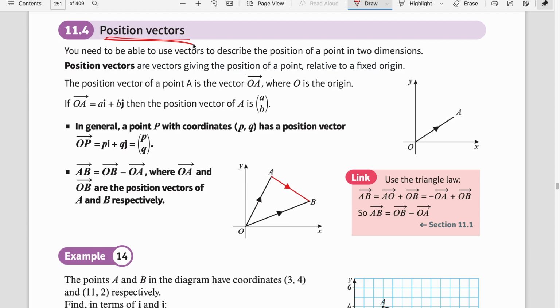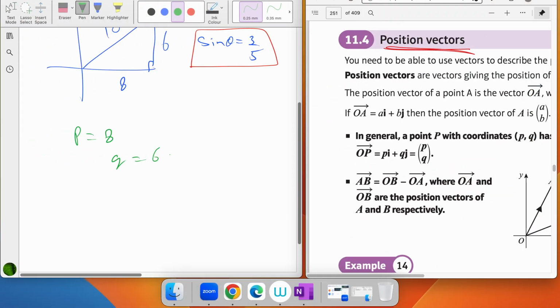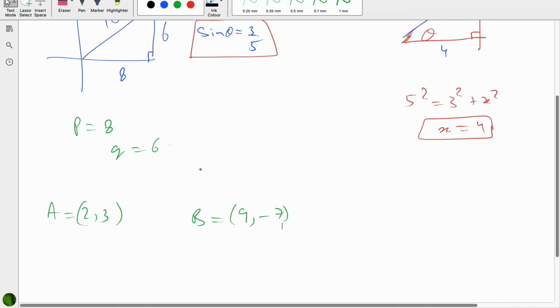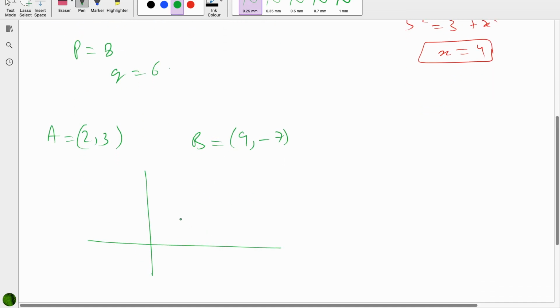Position vector is everything we've been doing. If you are given with coordinates of A, B or C, so that is actually their position. If you say A is equals to 2 comma 3 and you say B is equals to 9 comma minus 7, so when we sketch them, A would appear somewhere here 2 comma 3, and with the idea 9 is more to the right and minus 7 is more to the bottom, so this would look like this, AB. So this is actually the position of A and this is position of B.